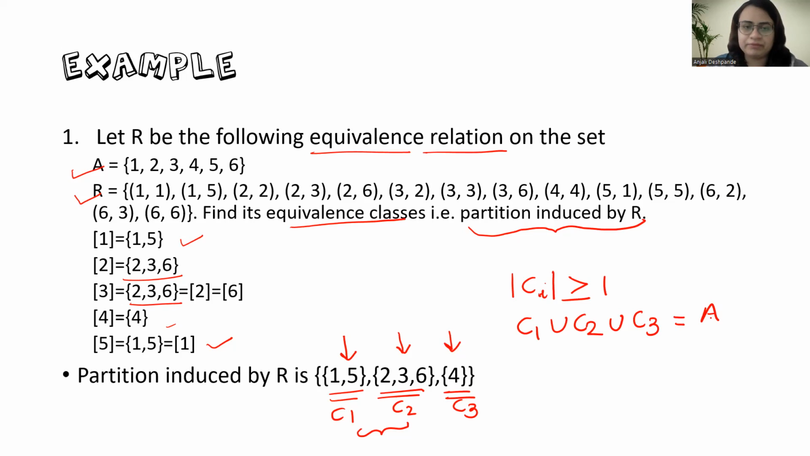So one thing you have to keep in mind is that to find the partition, you don't actually need the equivalence relation. You can find partitions even if you are given a set by taking various combinations of subsets. So even in this case, there can be many other partitions, but this is the partition that is induced by R.